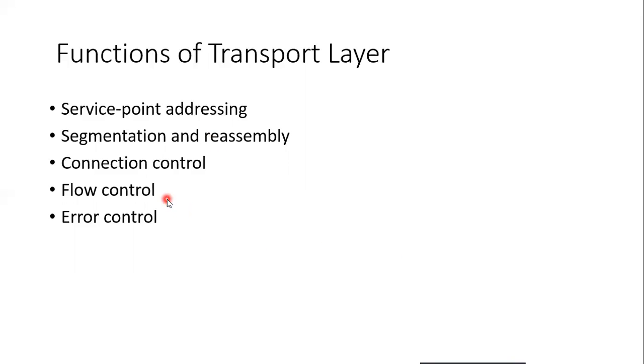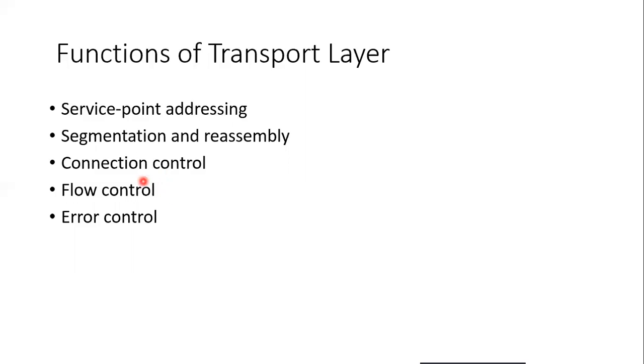Then connection control. The transport layer can be either connectionless or connection oriented. Let us consider the connectionless. The connectionless transport layer treats each segment as an independent packet and delivers it to the transport layer at the destination machine. In the connection oriented transport layer, it makes a connection with the transport layer at the destination machine before delivering the packets. After all the data are transmitted, the connection is terminated.